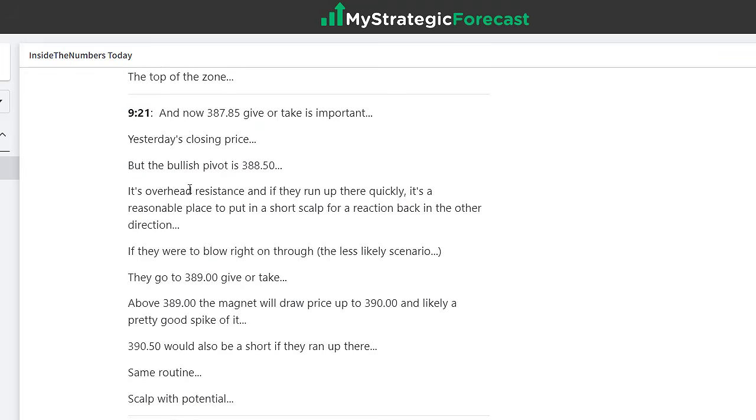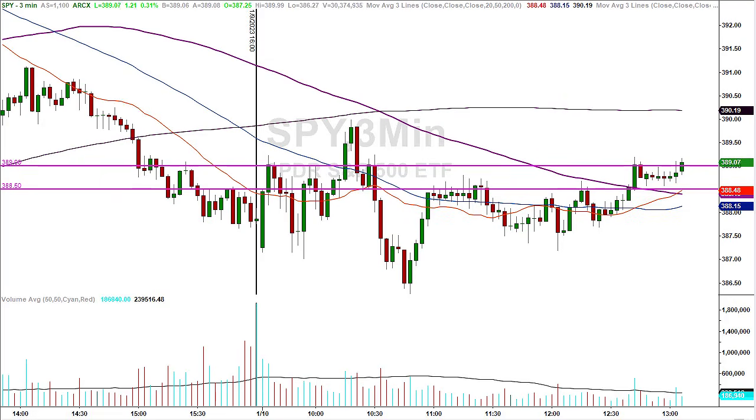So we're saying that 388.50 is overhead resistance. We've already seen that on the chart. And therefore, it's a reasonable place to put in a short scalp for a reaction back down in the other direction. We have to know where we're wrong, so if they blow right on through, the less likely scenario, they go to 389, give or take.